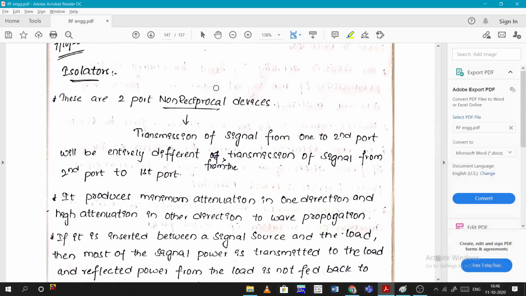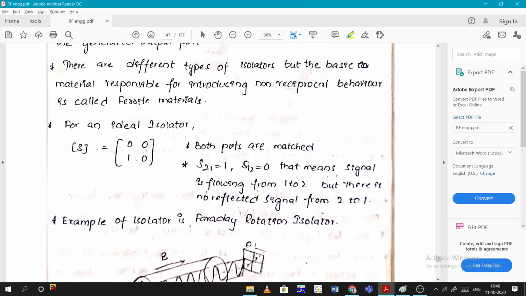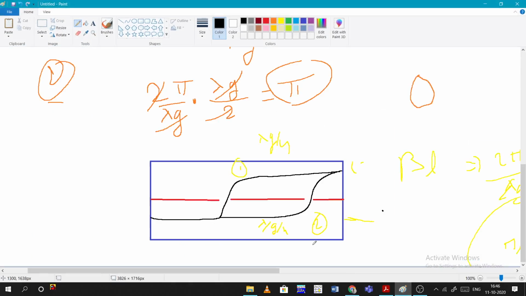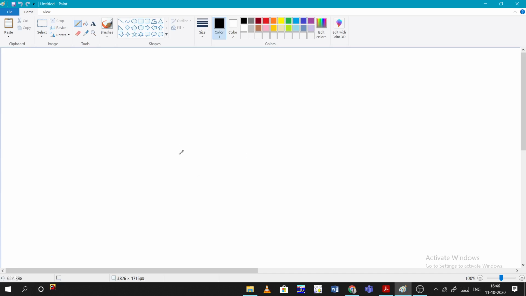And now coming to the isolators. These are two-port non-reciprocal devices. Why are isolators of so much interest? Because they act as protecting devices. I will tell you this in a new place. Now coming to an isolator, this isolator is a two-port device.